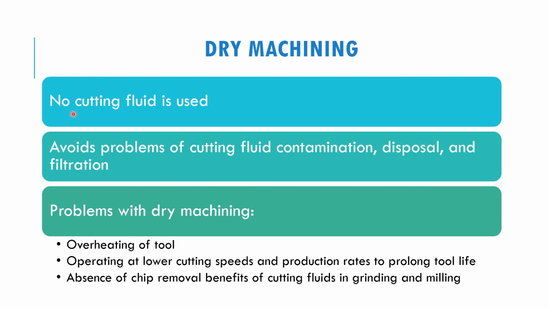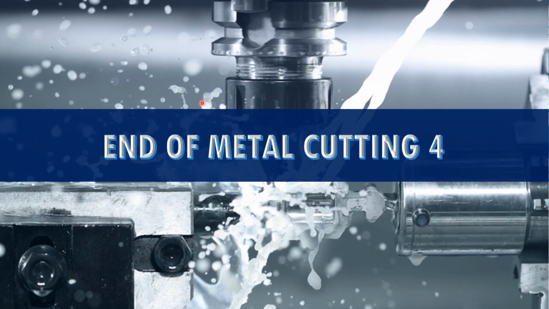The problem with dry machining is, of course, that we use the cutting fluid in order to cool down the operation. So if you don't use any cutting fluid, then overheating of the tool might happen, and operating at lower cutting speed and production rate to prolong the tool life might be needed. And there will be an absence of the chip removal benefit if there is no cutting fluid, so the chips will not easily wash away. So that's the end of the class and also the end of the metal cutting topic.